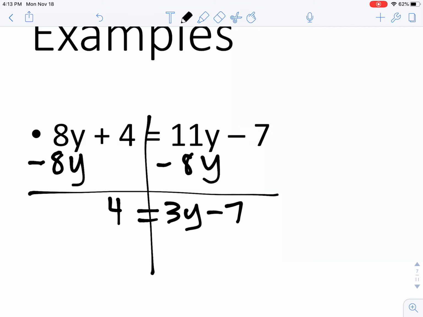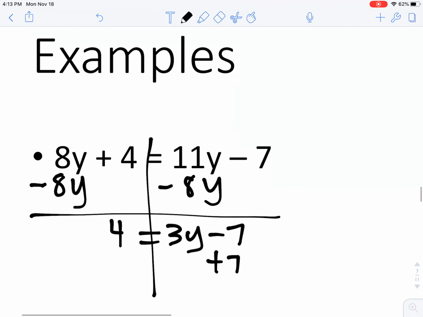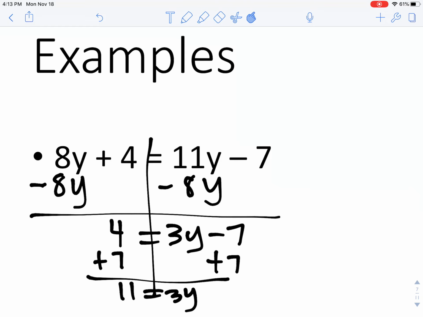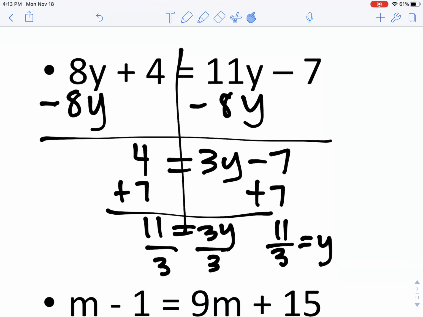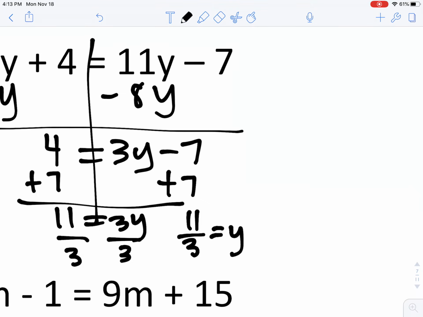What I'm then going to do is add 7 to both sides. And I'm left with 3y equals 11. To get y by itself, I'm then going to divide both sides by 3. And I'm left with 11/3 equals y. I'm going to change that into a mixed number, and I get 3 2/3.